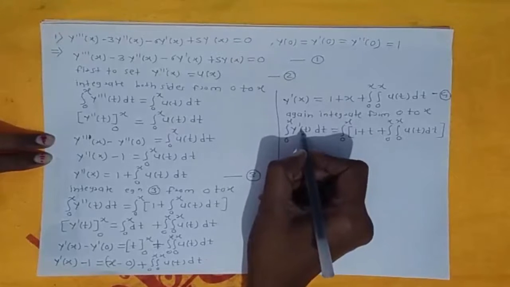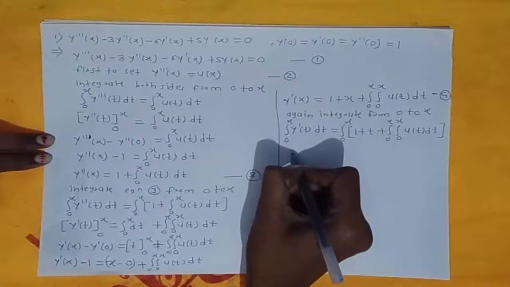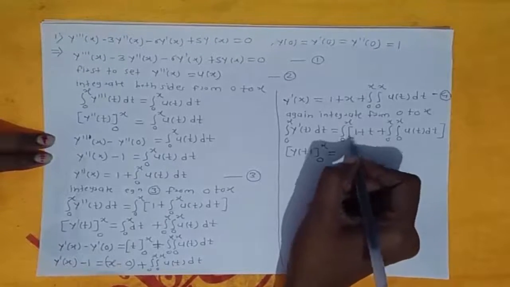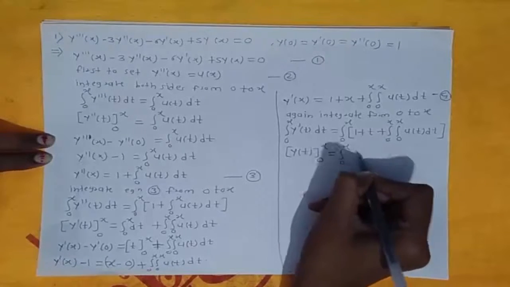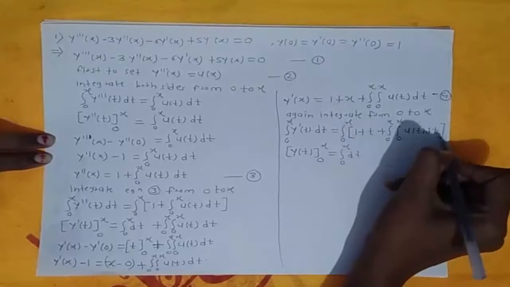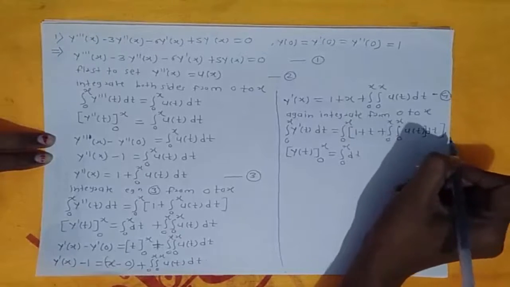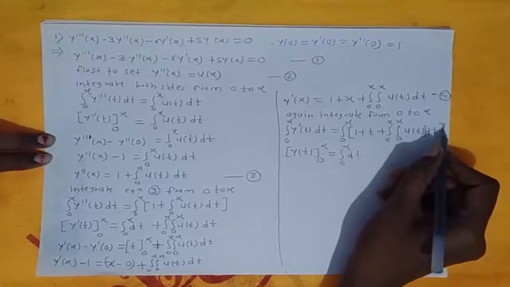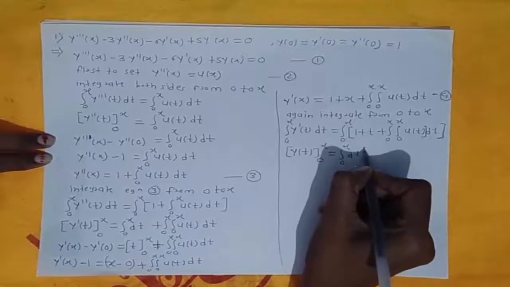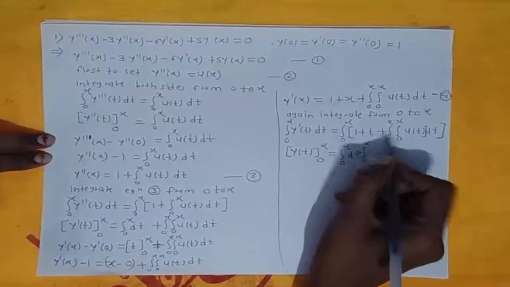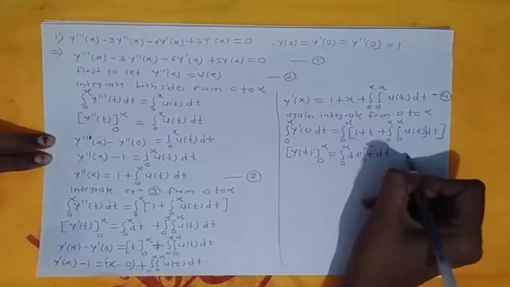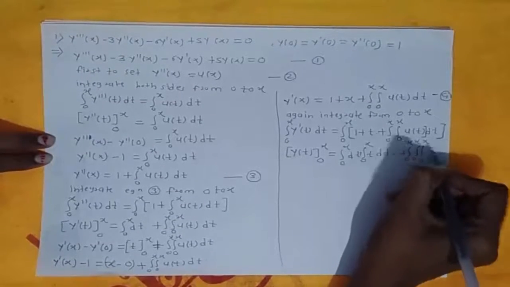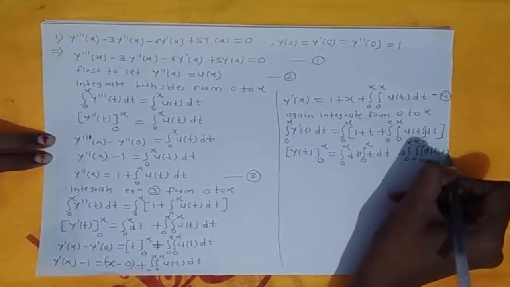Then by taking integration, the integration of y dash of t will be y of t from 0 to x, is equal to, we separate this integration, that is 0 to x dt, then plus integration from 0 to x t into dt, plus this triple integral from 0 to x u of t dt.